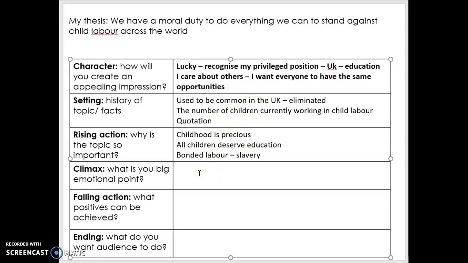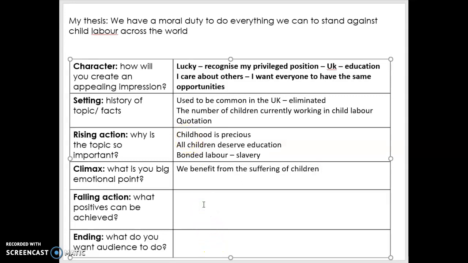My big climax, I think, my big emotional point is going to be that we benefit from the suffering of children. Every time we buy a cheap item of clothing made by a child in a factory, we benefit from the suffering and exploitation of children. And that's going to be my big emotional point, that actually I don't want to do that. I don't want to buy a top that's been made by a child in a factory. I want children to be at school.